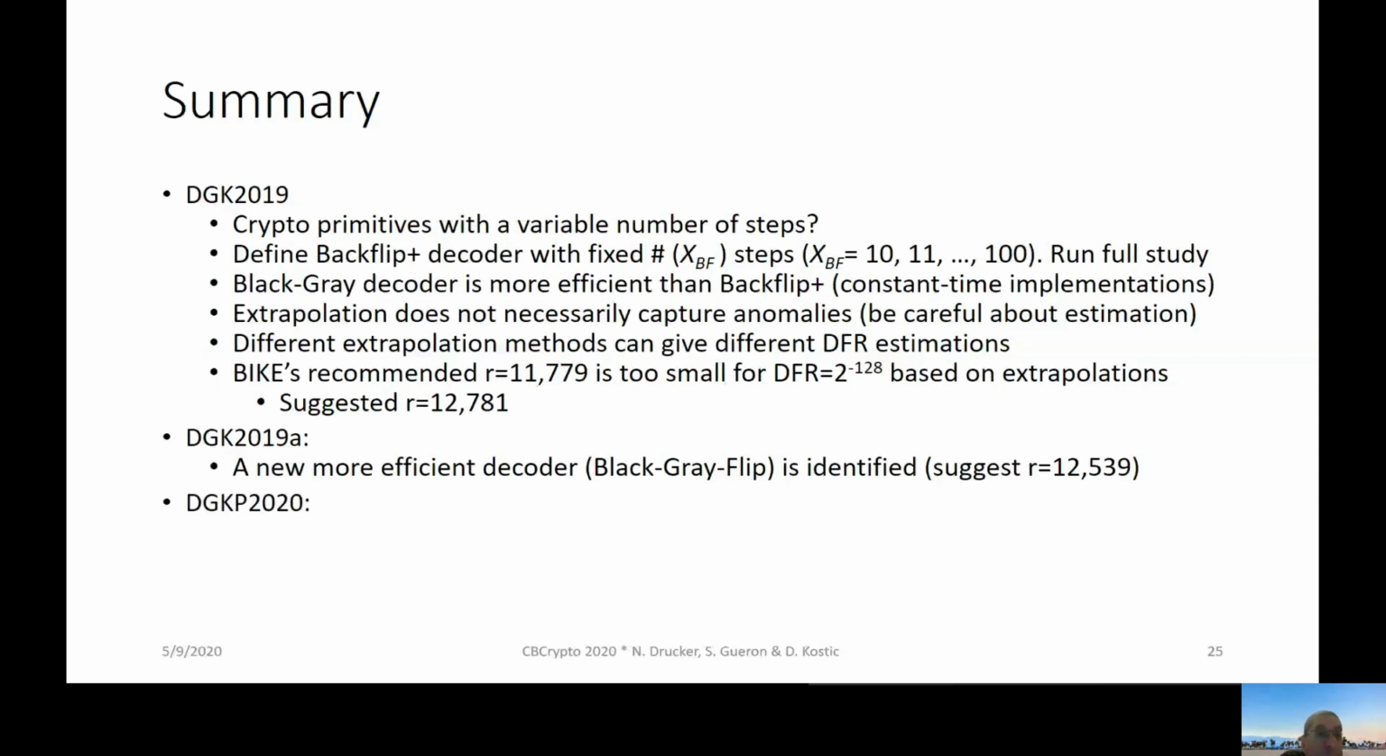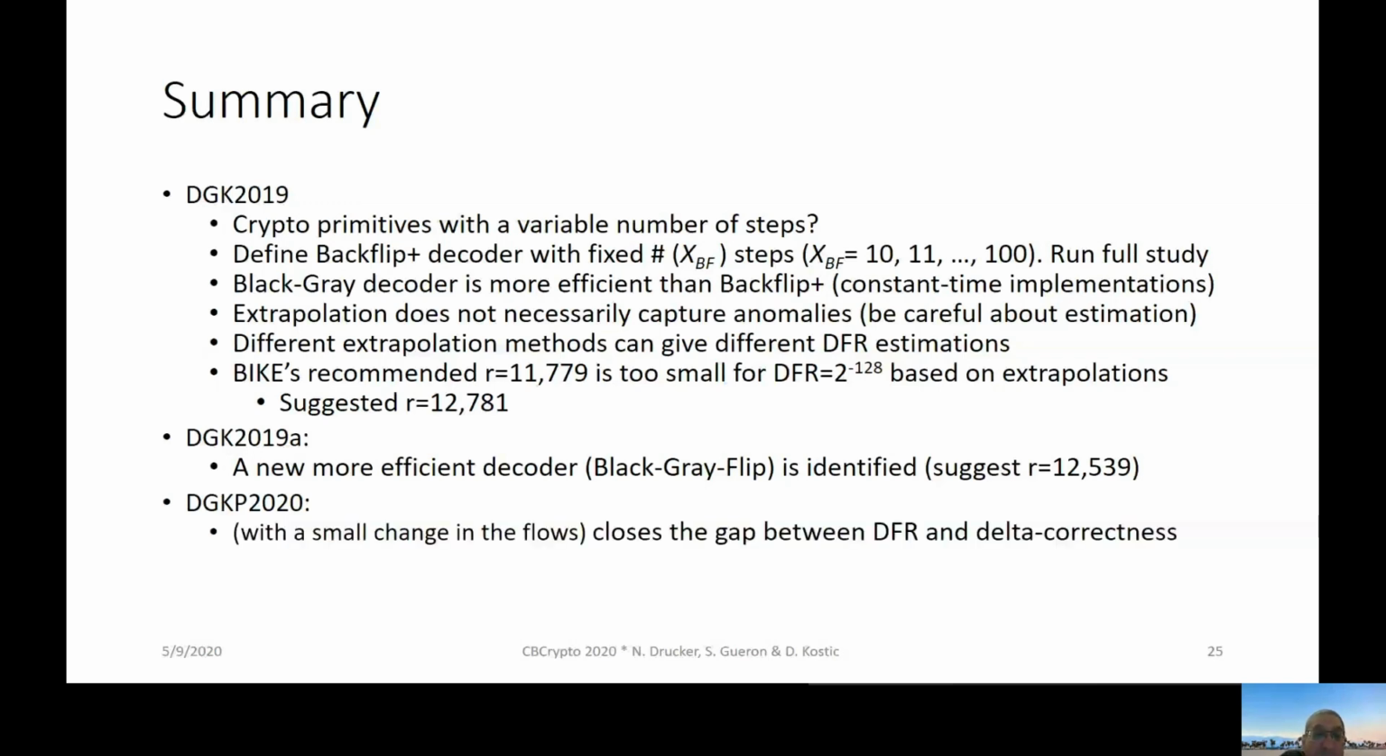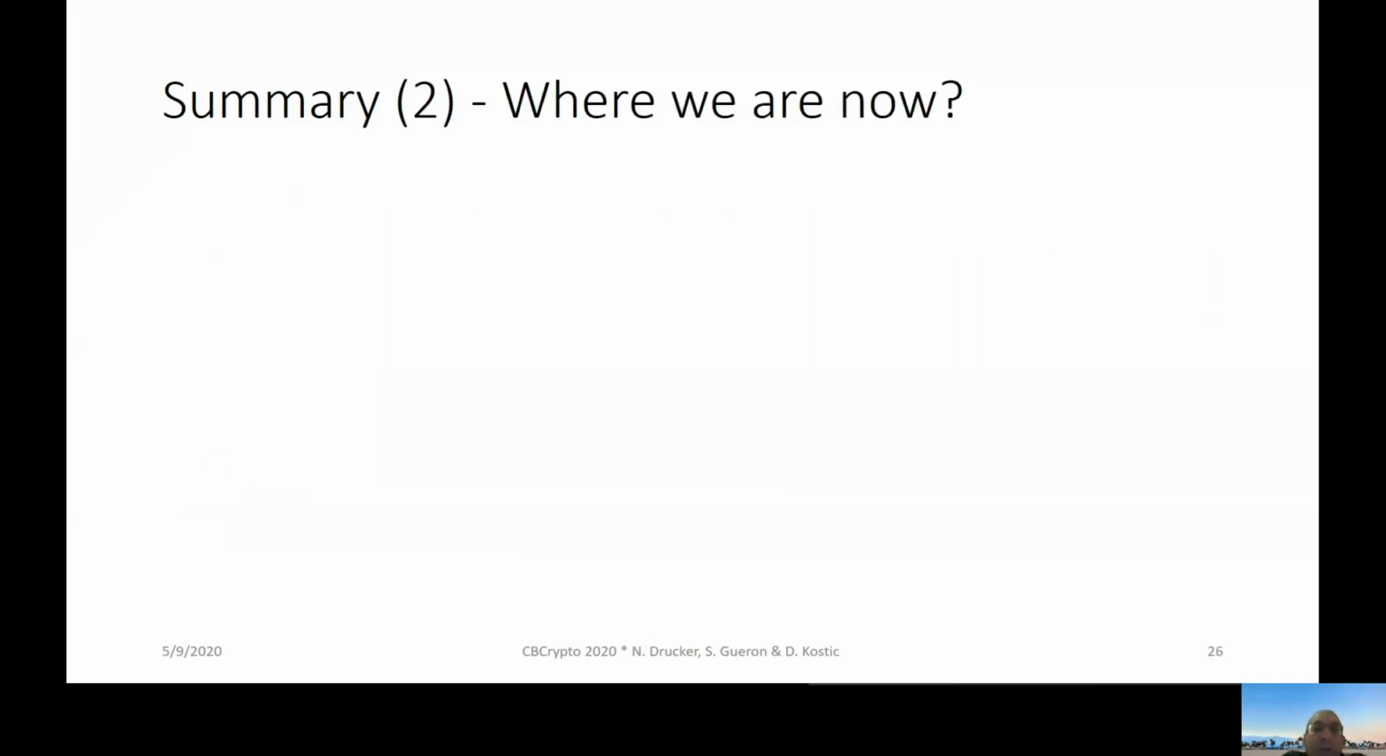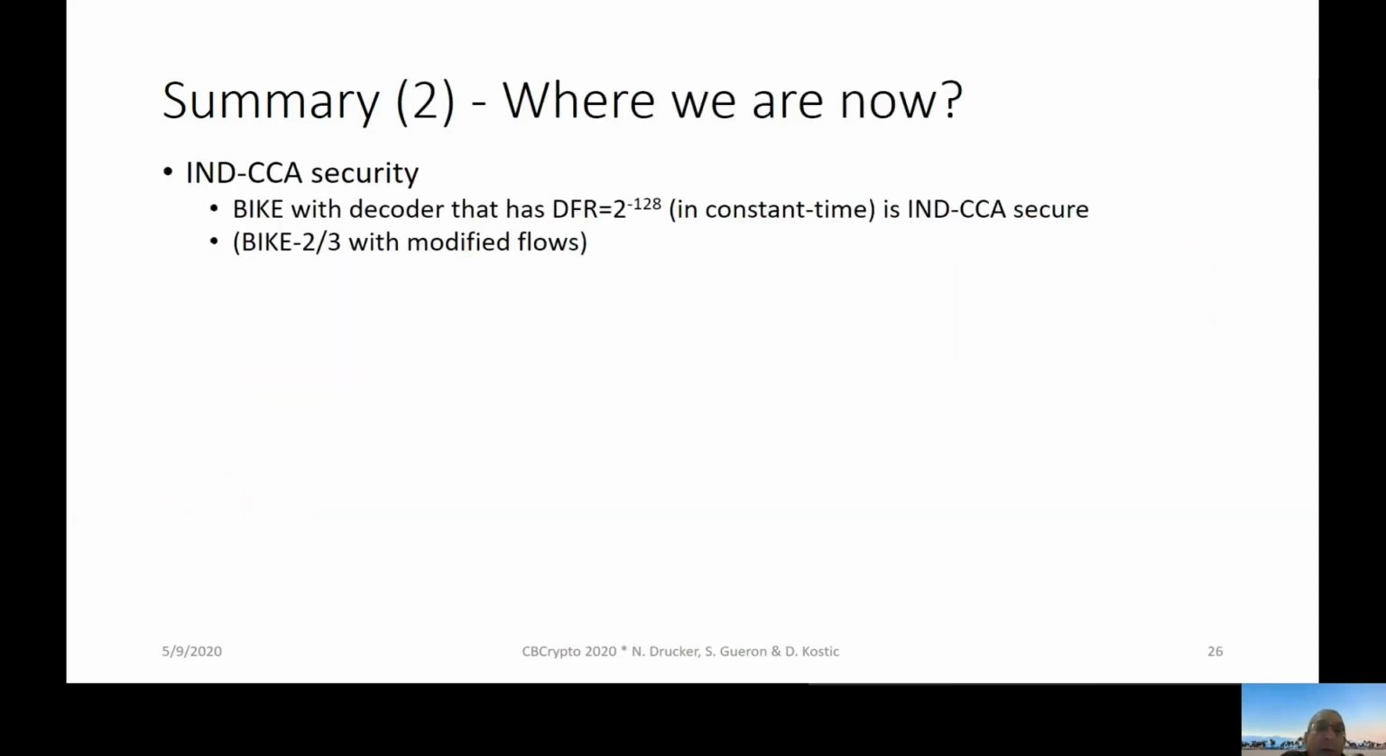In 2020, there was one more step. If you're willing to make a small change in the flows of BIKE 2 and BIKE 3, then this closes the gap between DFR and delta correctness, and they become IND-CCA secure if you really have a decoder with a proven DFR of 2 to the minus 128. So where are we now? For IND-CCA security, we know that BIKE with a decoder with proven DFR of this magnitude is IND-CCA secure.